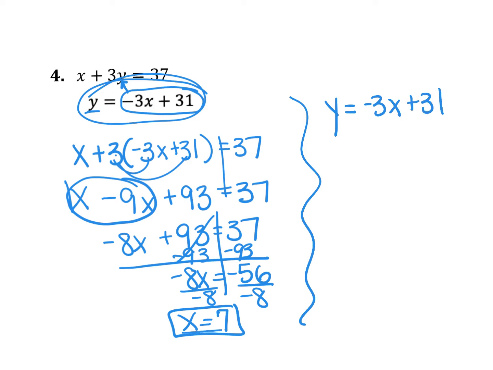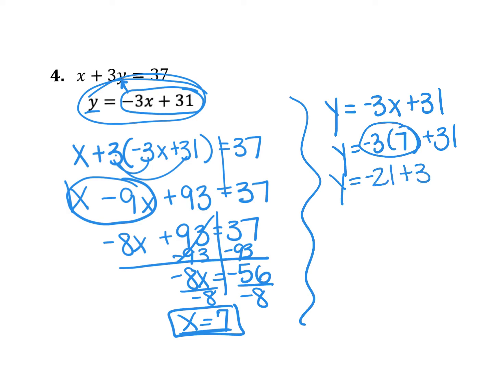And okay, so now we're saying that x is equal to 7. So we're going to plug in the 7 where we see the x. So y is equal to negative 3 times 7 plus 31. Y is equal to, so negative 3 times 7 is negative 21 plus 31. And now I'm going to combine those, and negative 21 plus 31 is going to just give me 10.